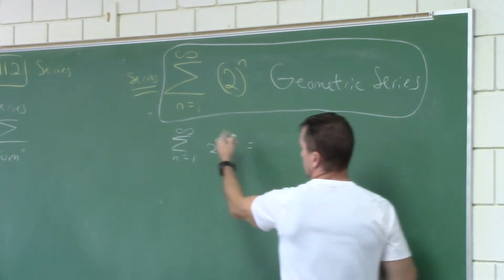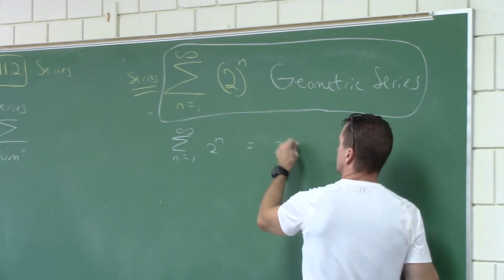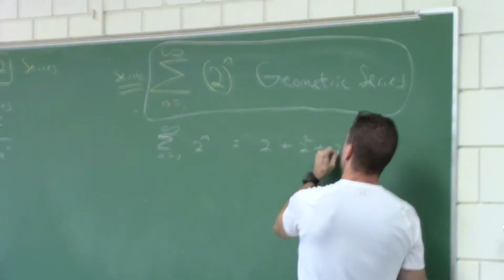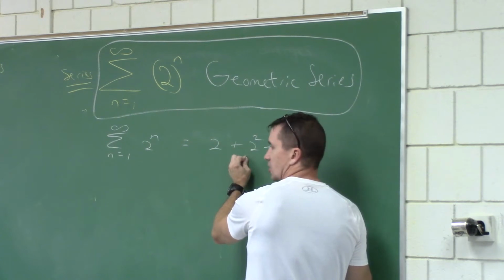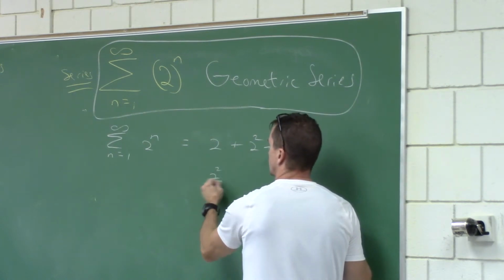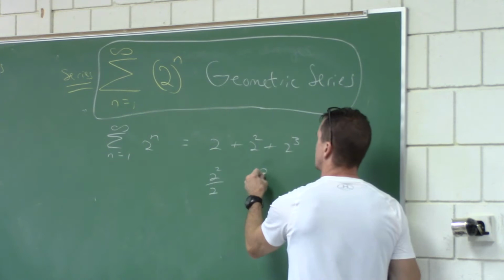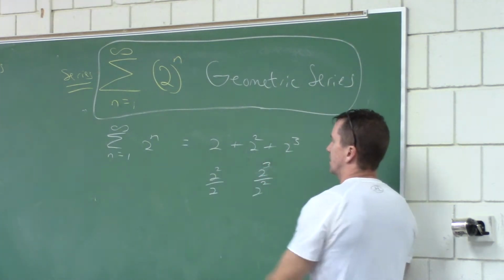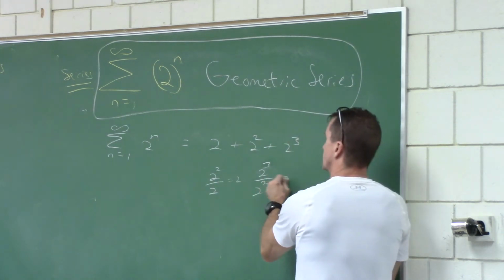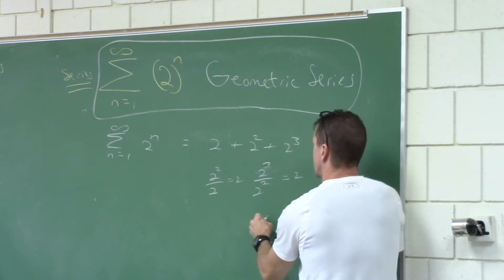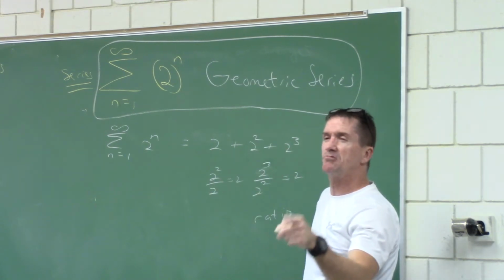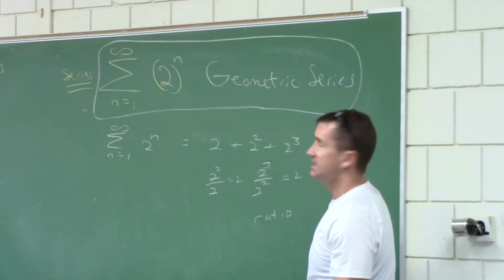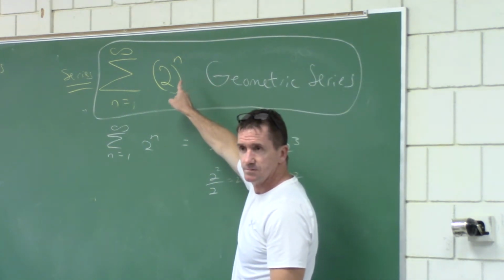I want to see. 2 to the 1 is what? 2. 2 squared, 2 cubed. But I want to look at these terms here. What's the ratio of 2 squared over 2? And what's the ratio of 2 cubed over 2 squared? That's equal to a 2. That's equal to a 2. What's the ratio? This is a geometric sequence, right? But I need you to be able to recognize it. It's the exponential part.